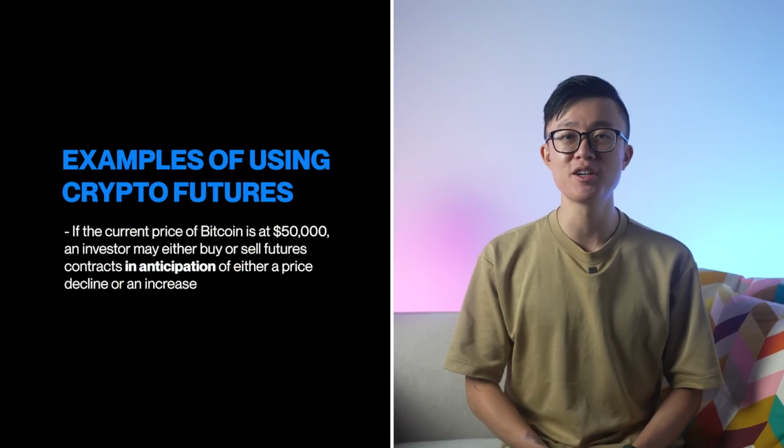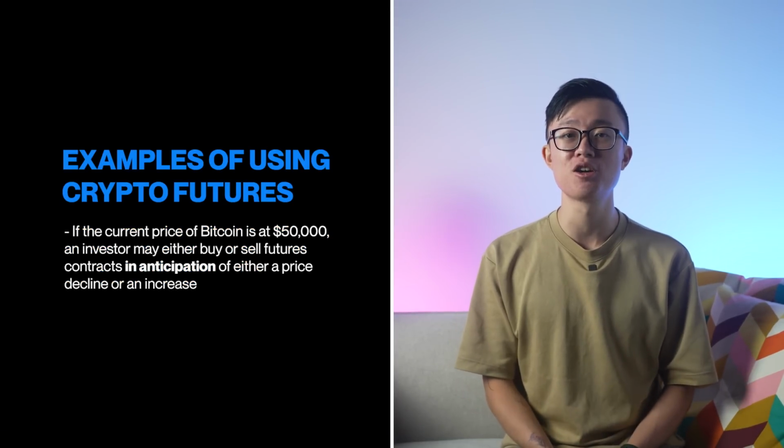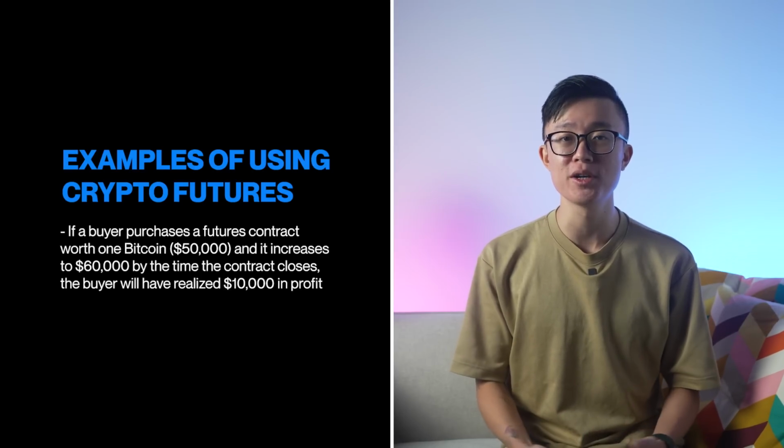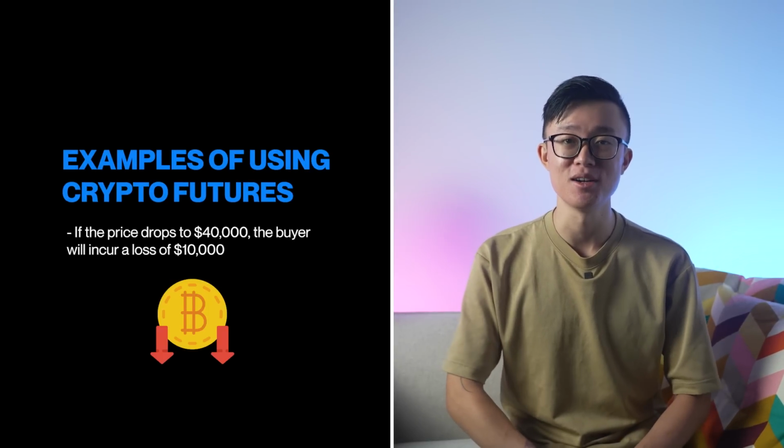If the current price of Bitcoin is at $50,000, an investor may either buy or sell future contracts in anticipation of either a price decline or an increase. If a buyer purchases a future contract worth 1 Bitcoin, which is $50,000, and it increases to $60,000 by the time the contract closes, the buyer will have realized $10,000 in profit. If the price drops to $40,000, the buyer will incur a loss of $10,000.